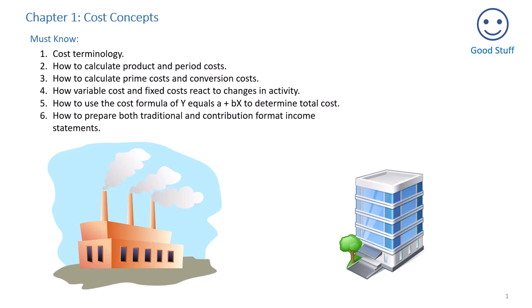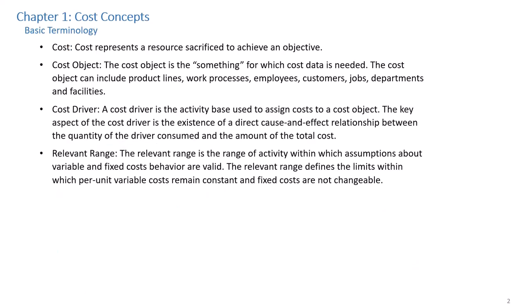The basic terminology includes the terms cost, cost object, cost driver, and relevant range. The word cost represents a resource sacrifice to achieve an objective. You're spending money to accomplish some objective or goal. The cost object is the something for which cost data is needed. The cost object can include product lines, work processes, employees, customers, jobs, departments, and facilities.